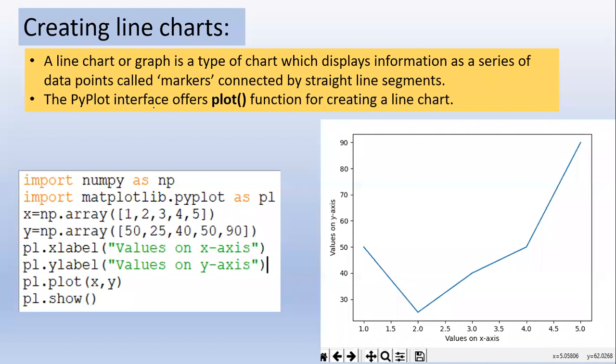The pyplot interface offers the plot function for creating a line chart. See this example. X is equal to np dot array 1, 2, 3, 4, 5. We have taken some numbers. Y is equal to np dot array 50, 25, 40, some random numbers.